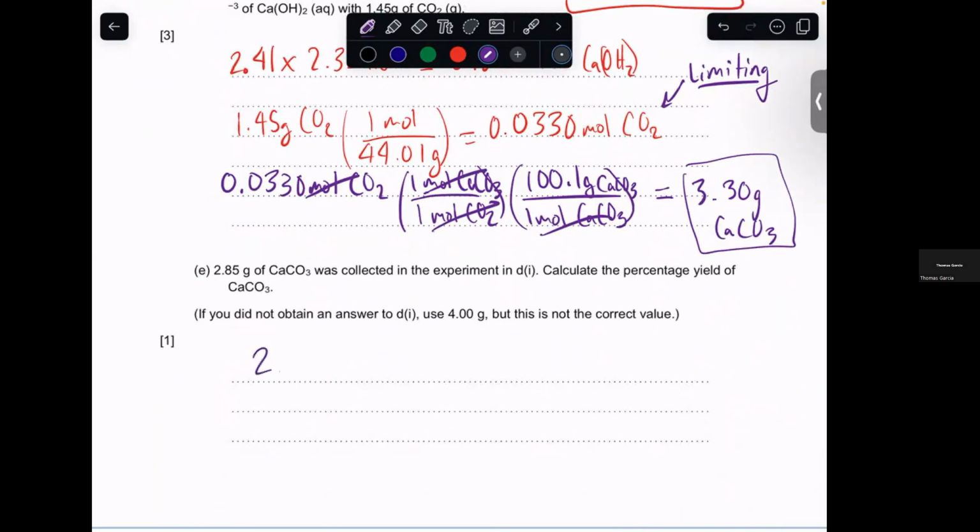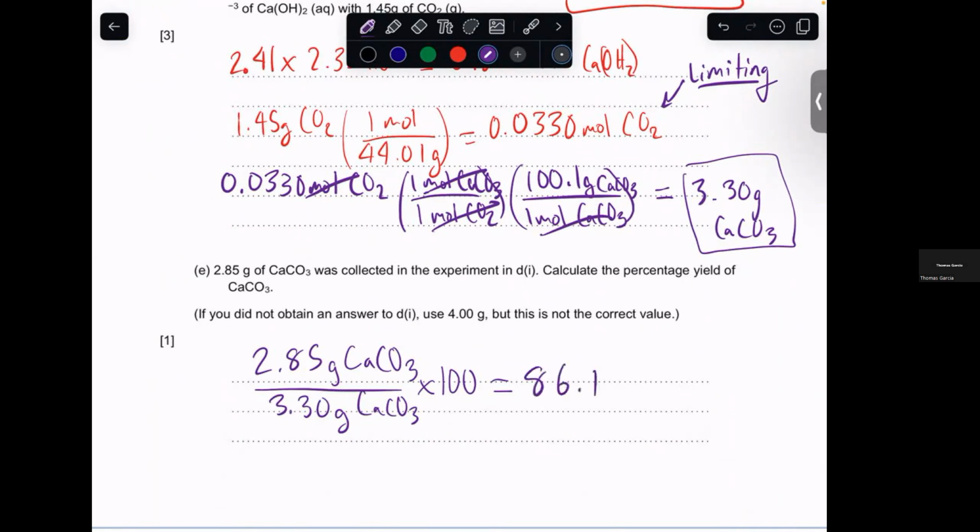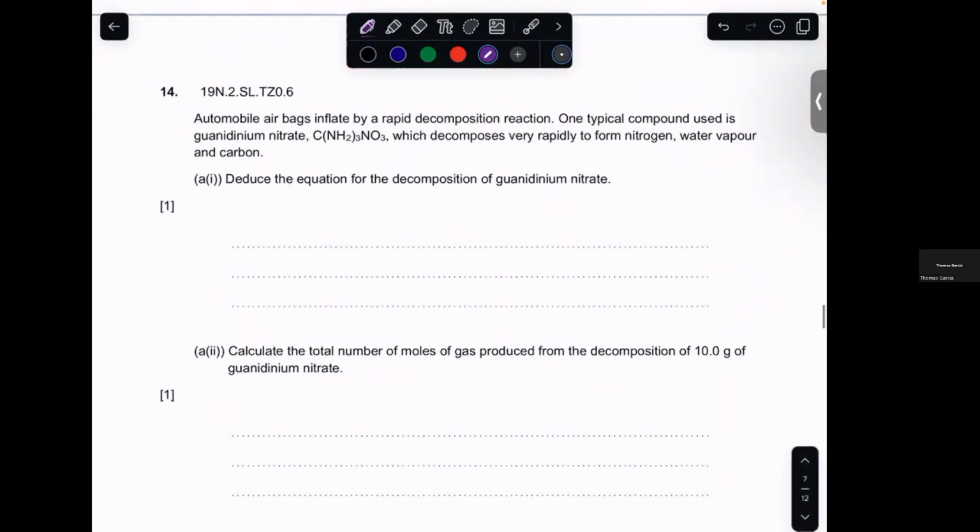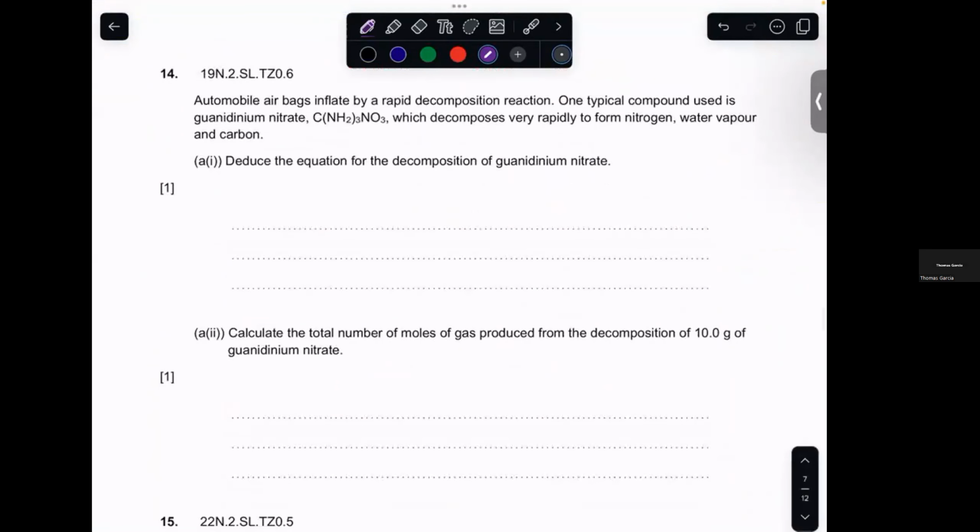Now, part E says we have 2.85 grams CaCO3 collected. But what we know is that we should have had 3.30 grams of calcium carbonate. When we divide these values and then multiply by 100, we get what's known as the percent yield. And so using the proper values in this equation, we get 86.4% yield.